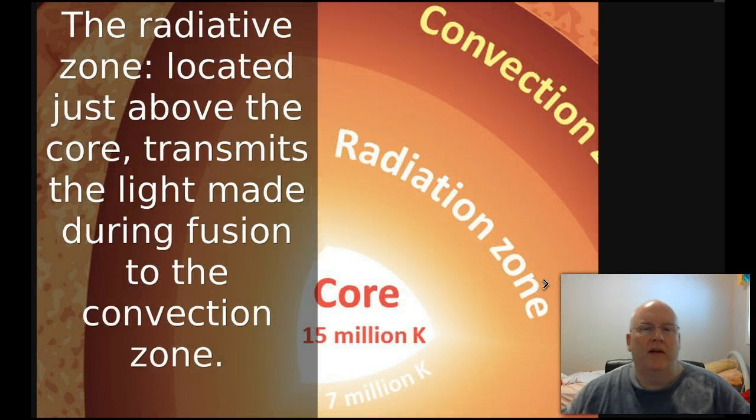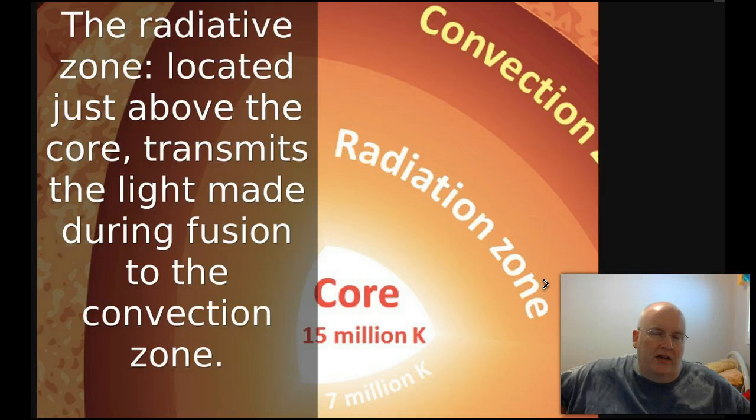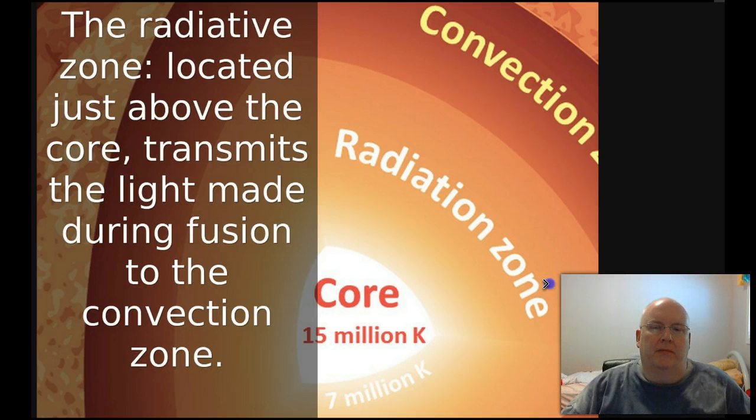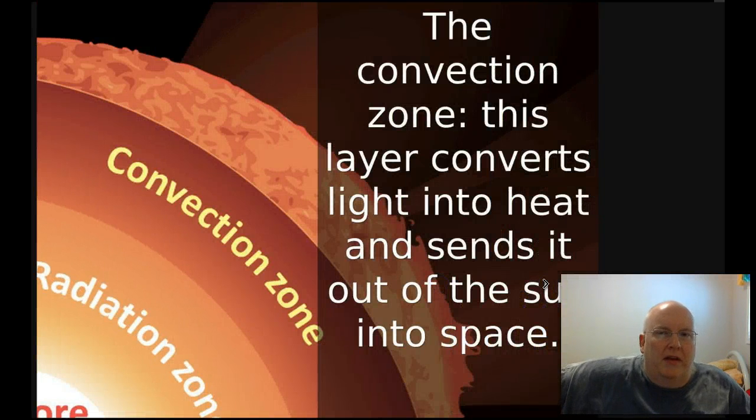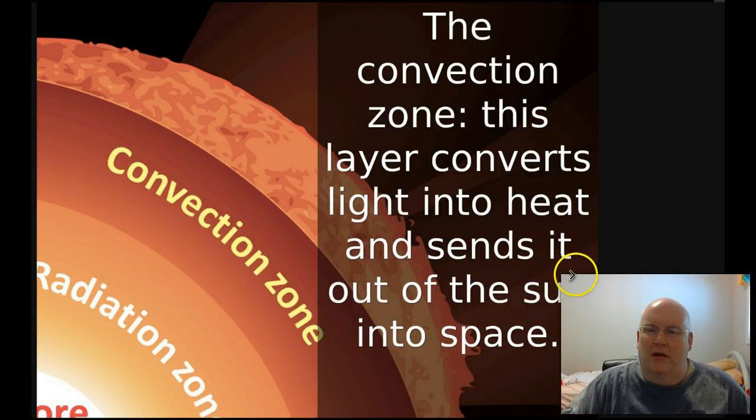Moving outward, you have the radiation zone. It's located just above the core and below the convection zone. And basically what happens here is the light that's created in the core with nuclear fusion is transmitted through this zone on its way to the convection zone. The convection zone is where all that light actually moves through convection cells and gets converted to heat. And then the heat and the light, which escapes the Sun, is then on its way to Earth.